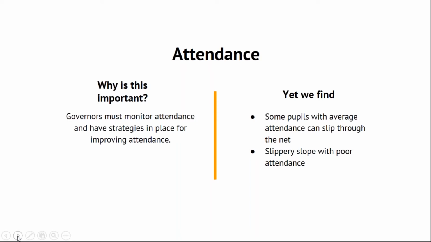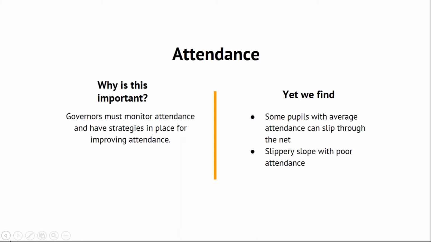So what are the challenges? Well, some pupils who have an average attendance, so they don't have terrible attendance, but it's not at the top end, can often slip through the net, and they don't get the intervention that those pupils who are really struggling with attendance get. And often it can be a slippery slope. So they start not attending, and then this creeps up, and suddenly school becomes more of an issue, actually getting through the door.